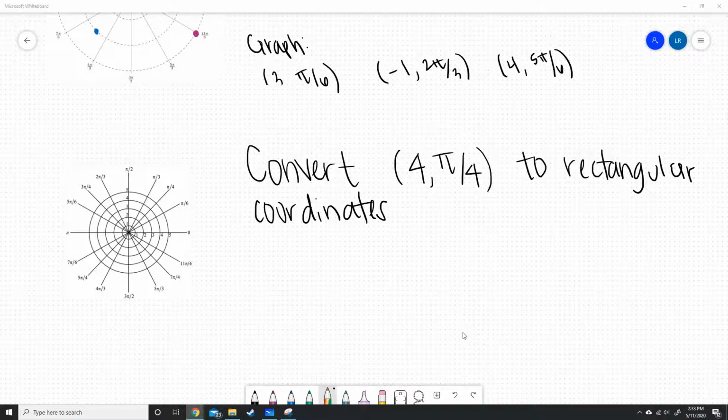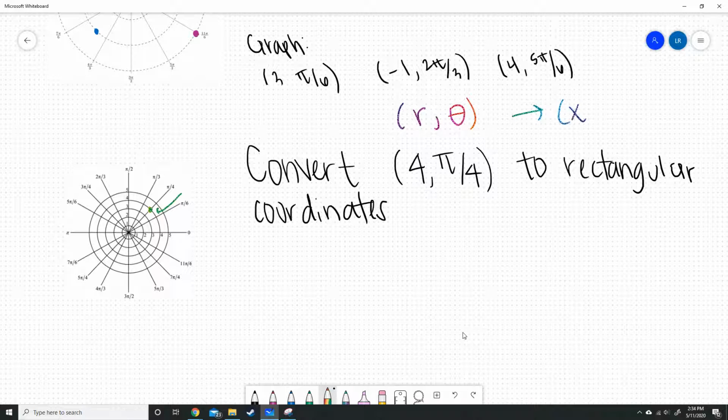And remember, every time we start in polar coordinates, we're going to have r and then theta, which means that if I wanted to graph that, I would go to the fourth ring, 1, 2, 3, 4, and then I would go to pi over 4. So this is where that point falls. Now, in order to convert this to rectangular coordinates, I want to know, instead of r and theta, what is x and y?